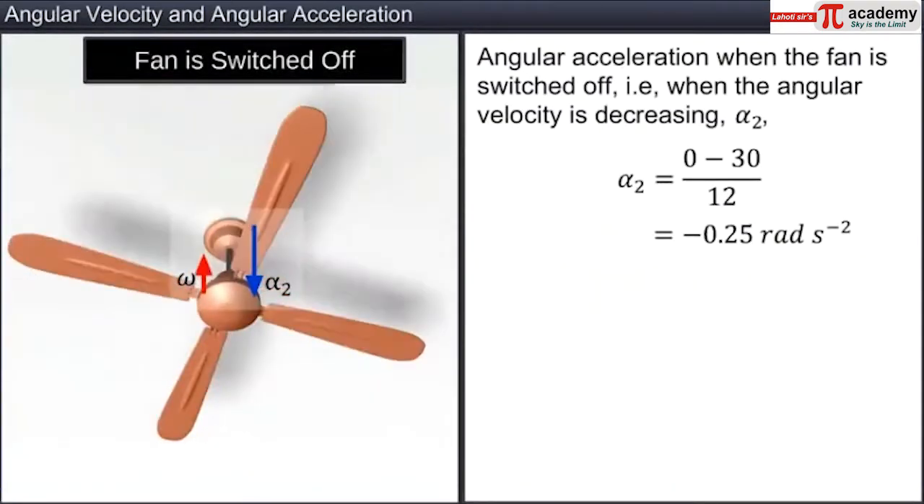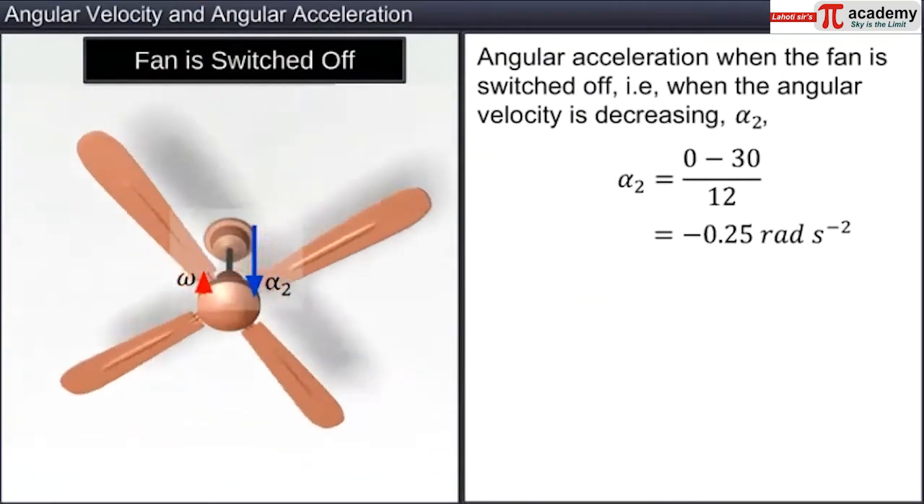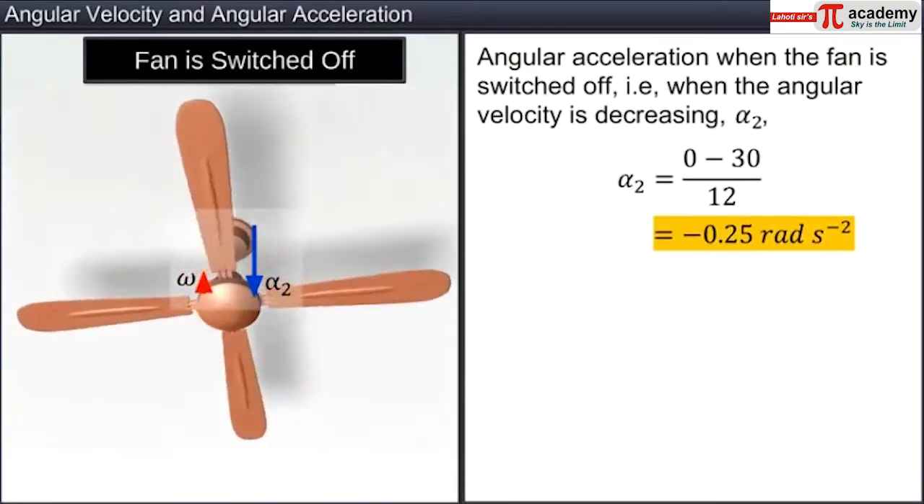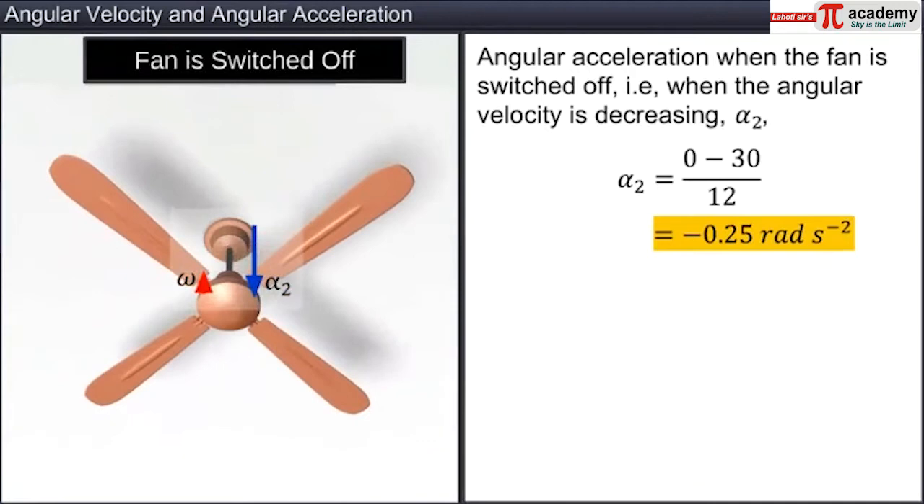In the case of decreasing angular velocity, alpha 2 is equal to minus 0.25 radians per second squared. Here, the direction of angular acceleration is opposite to that of the direction of angular velocity.